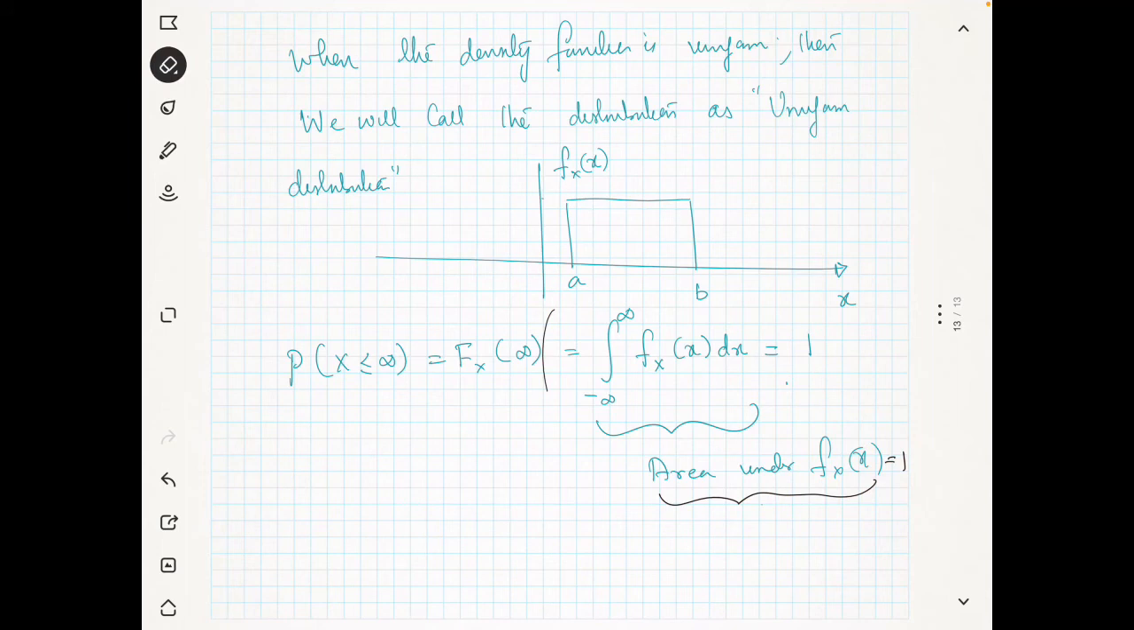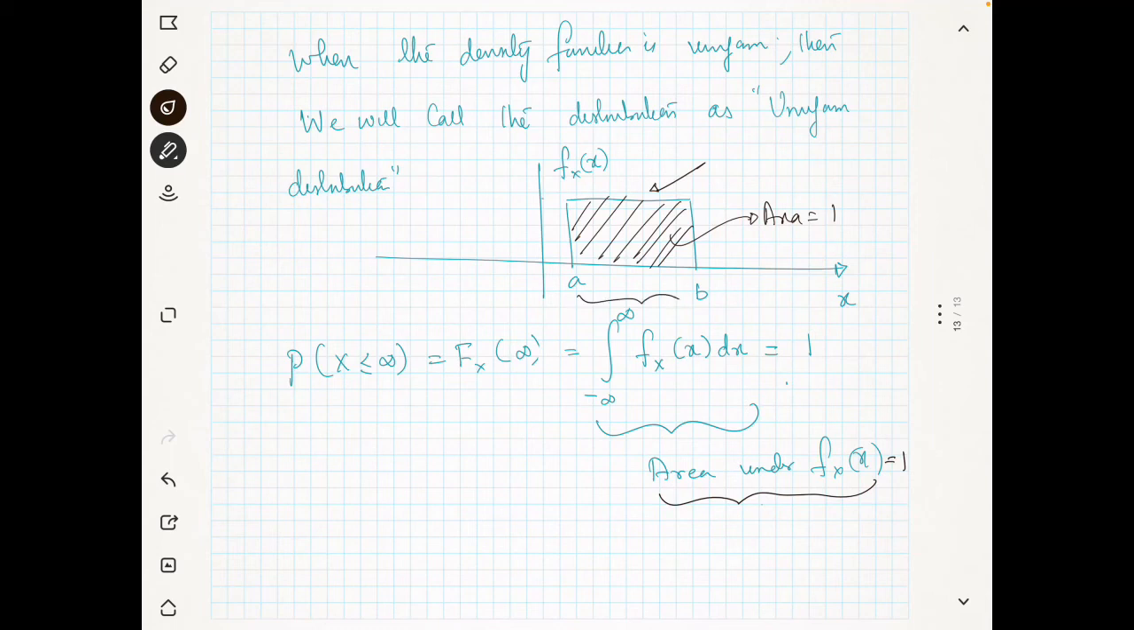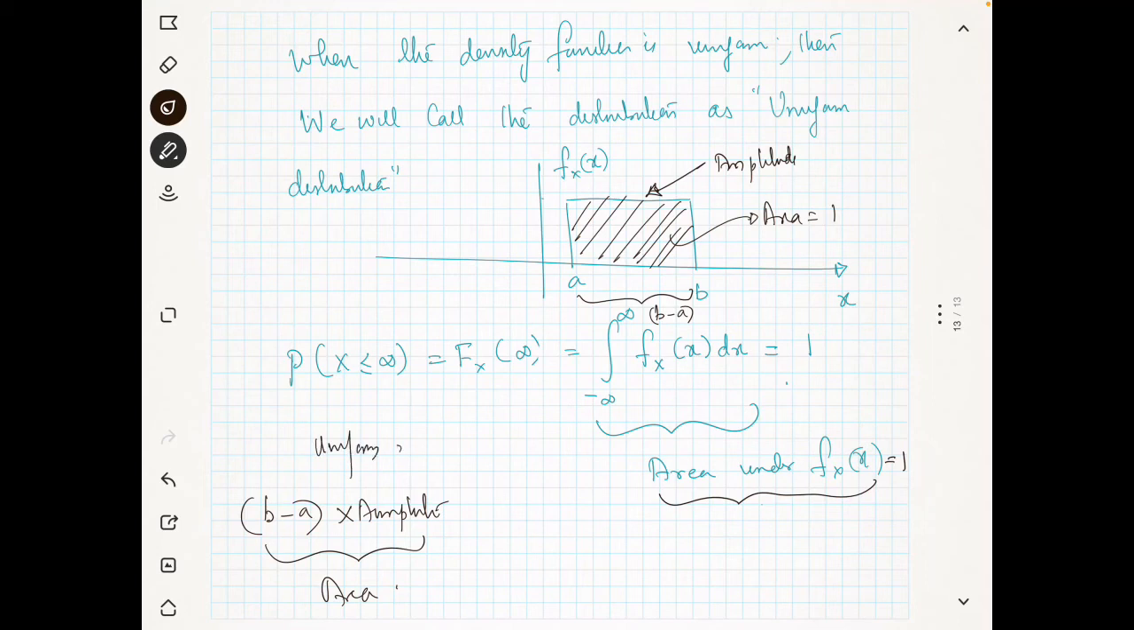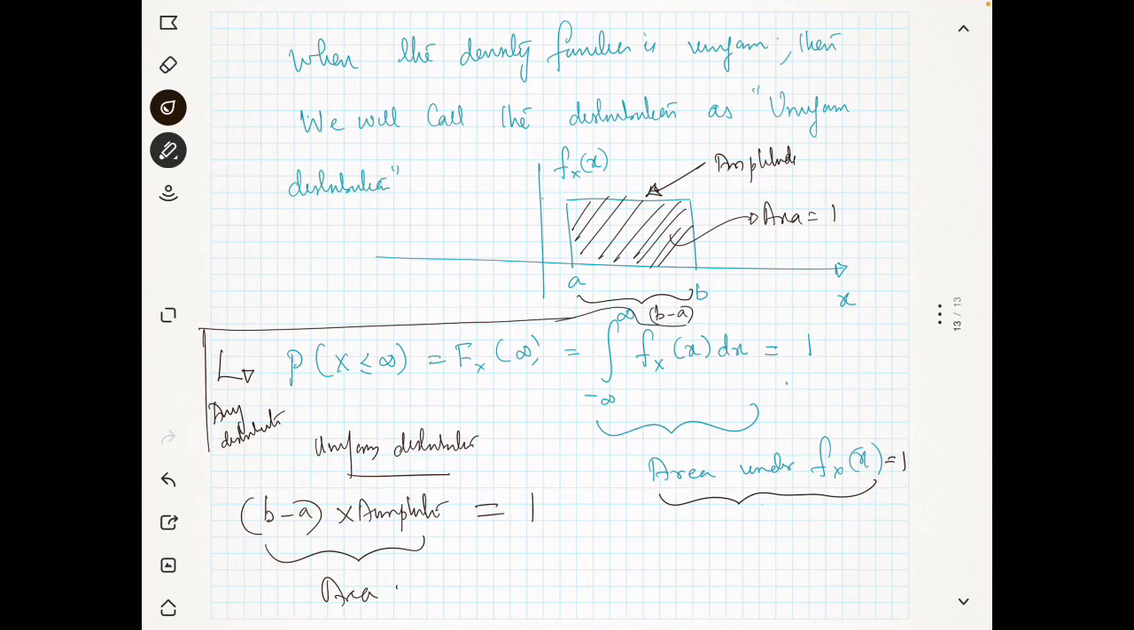So if you take the whole area, this area is equal to 1, then what will be the amplitude? Because you know this width is b minus a, so b minus a times the amplitude is nothing but the whole area of this particular curve in the uniform distribution. I am talking about the uniform distribution. So this is equal to 1, and this equation is valid for any distribution. It is a general notion. So the area is equal to 1.